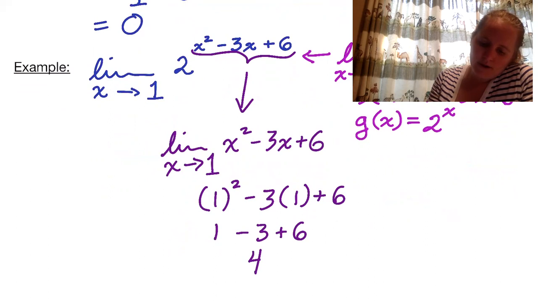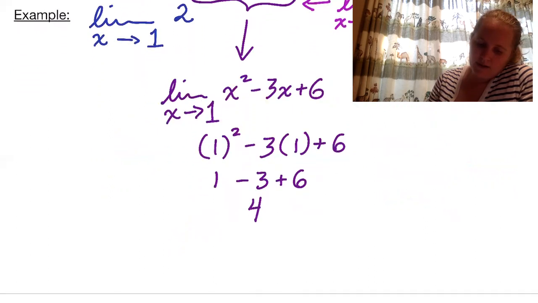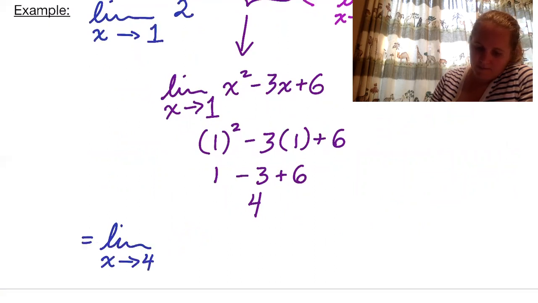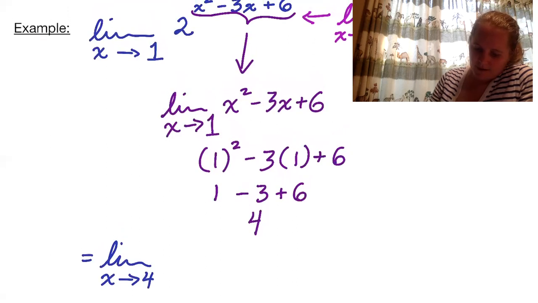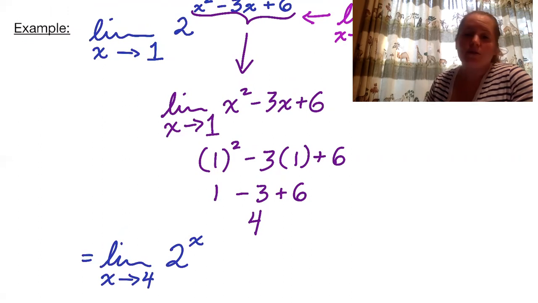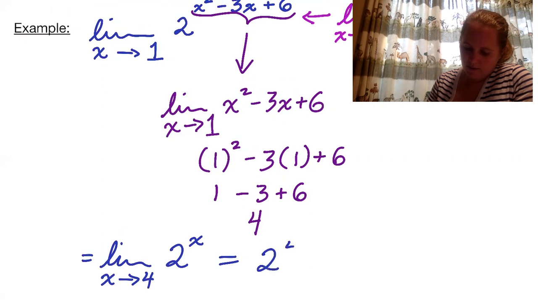So the rule for our limits is then that we can go ahead and do the limit as x approaches 4 of 2 to the x. Now, we do know that 2 to the 4th is the same as that limit, so we can just evaluate, and we get 2 to the 4th, or 16.